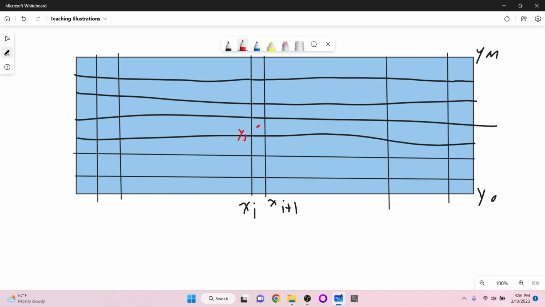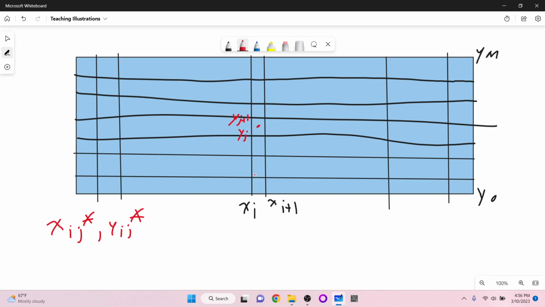Here is yj, here is yj plus 1. Those two lines. And so the point there, the red dot, is xij star, yij star. It's a specific point in the box there where the x is between i and i plus 1, the y is between j and j plus 1.